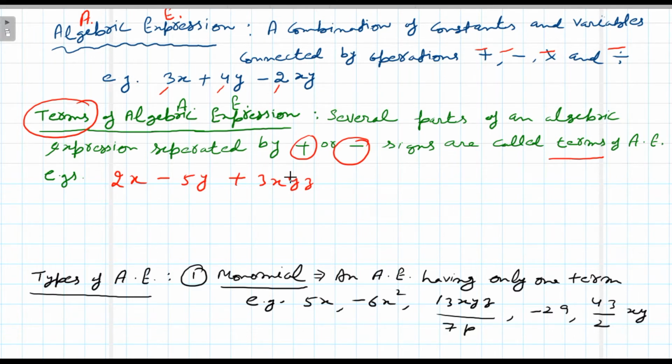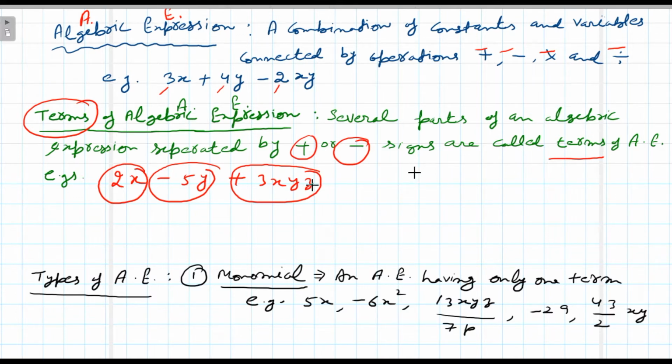It has how many terms? It has namely 3 terms, which are 2x, another is minus 5y, third is plus 3xyz. So the minus symbol will be carried with it, and we can leave the plus symbol, as when there is no minus we treat it as plus. So it has 3 algebraic terms. These are 2x, minus 5y and 3xyz, right?